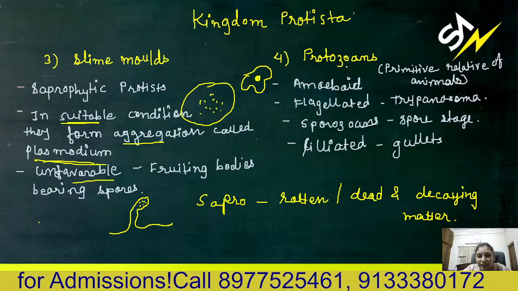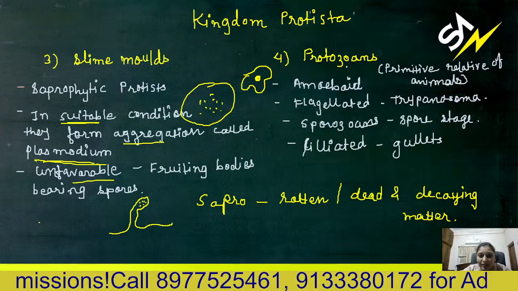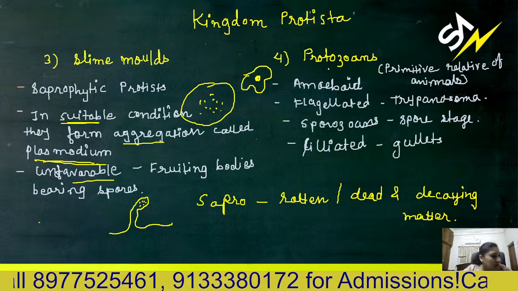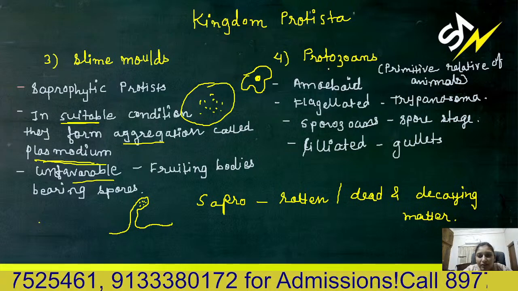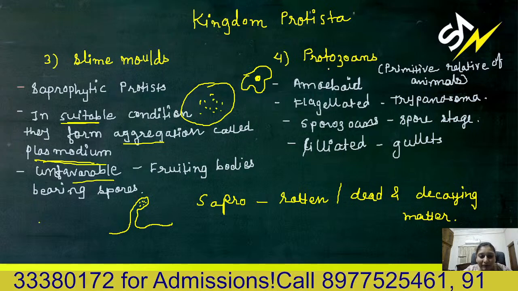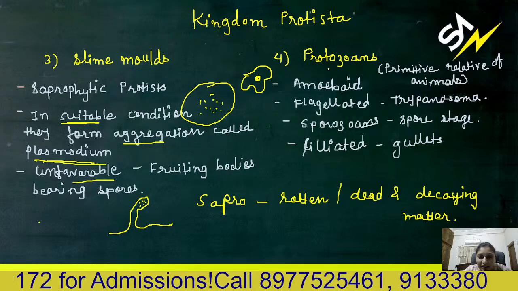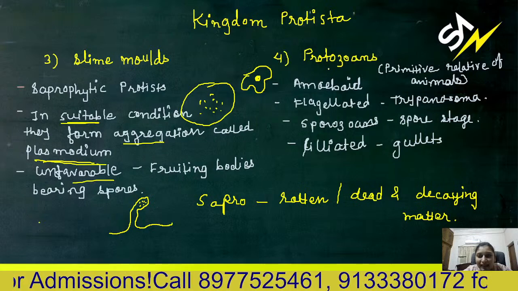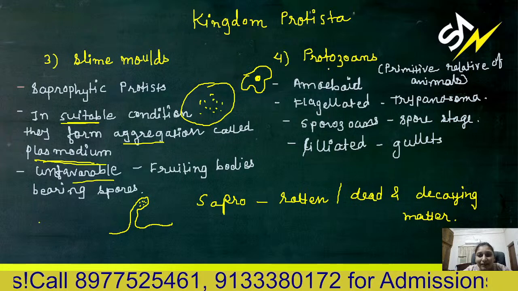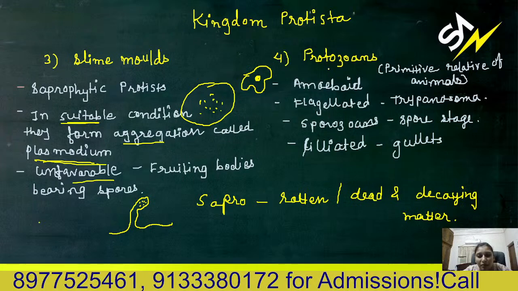Then flagellated protozoan includes Trypanosoma, responsible for sleeping sickness. Next, sporozoan. Four stages there in their life cycle, like Plasmodium vivax, Plasmodium falciparum. Right now it's the season for malaria and all these things. So the malarial parasite is involved in sporozoans, a type of protozoan, Plasmodium.